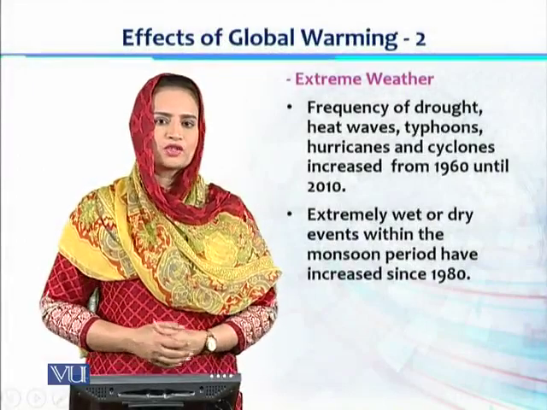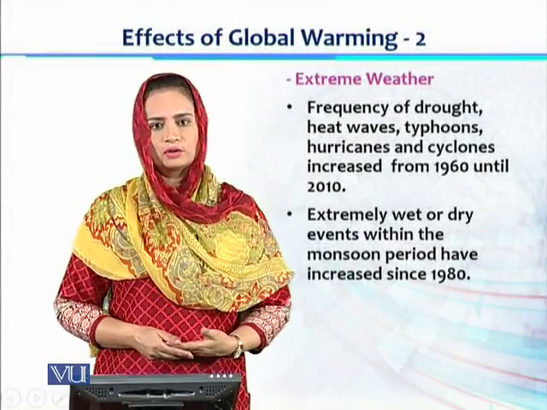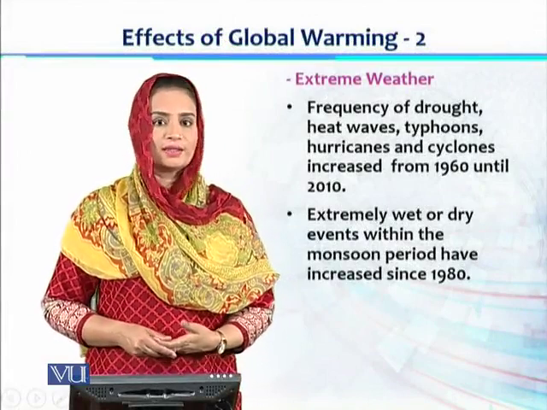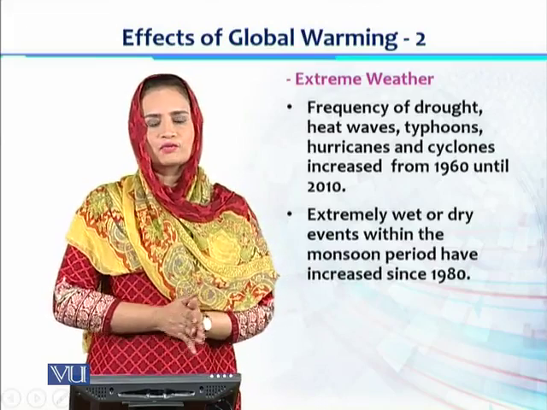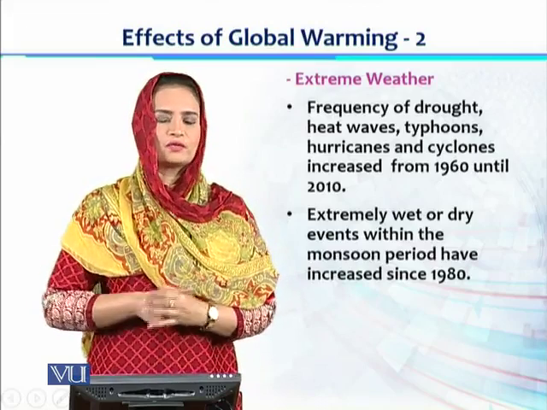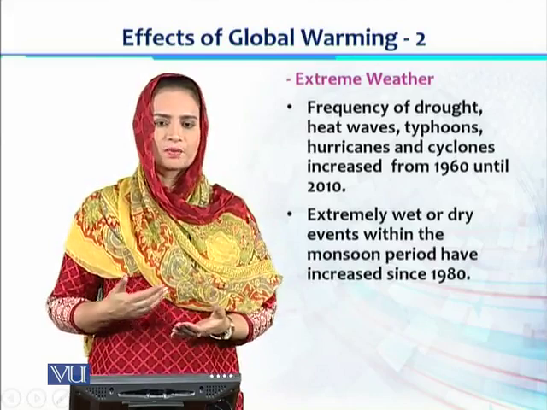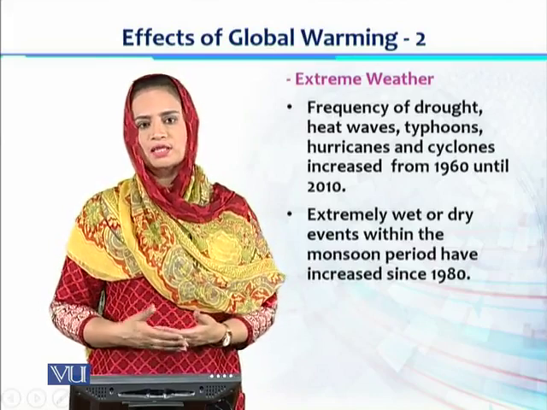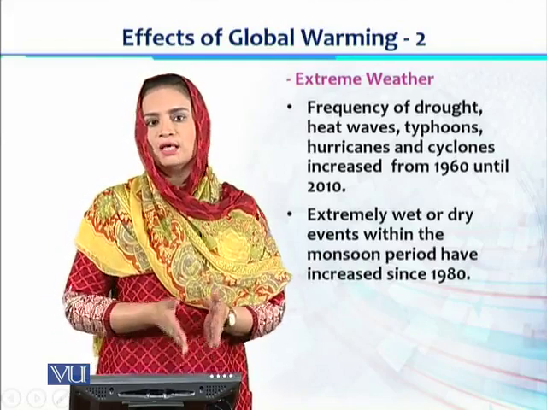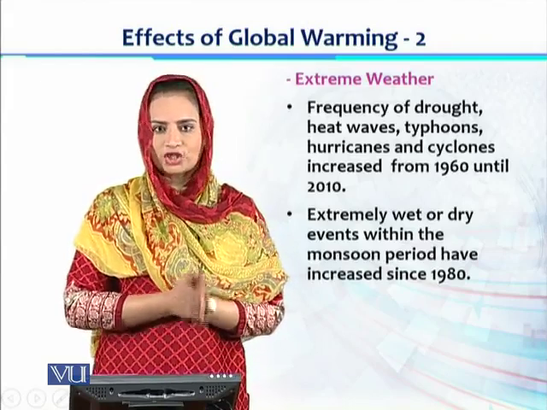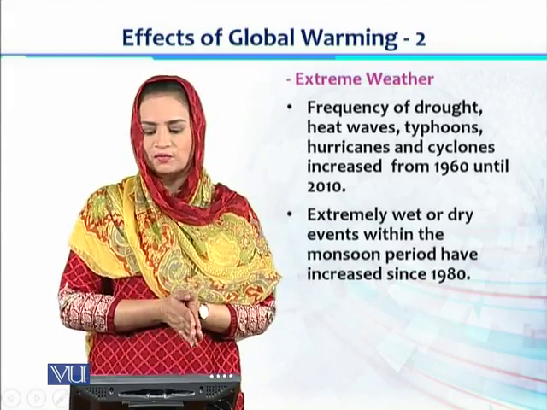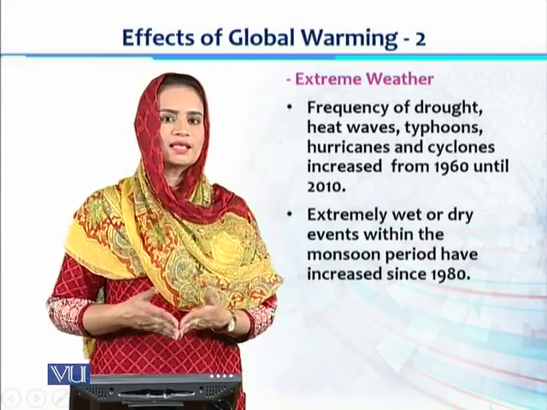Another impact of this global warming on our environment is extreme weather conditions. So we have observed over the last few decades that there is a frequency of drought conditions, especially in some areas where rainfall and rate of precipitation have decreased and the overall temperature has increased. So we have observed the drought conditions and then there is a heat wave.